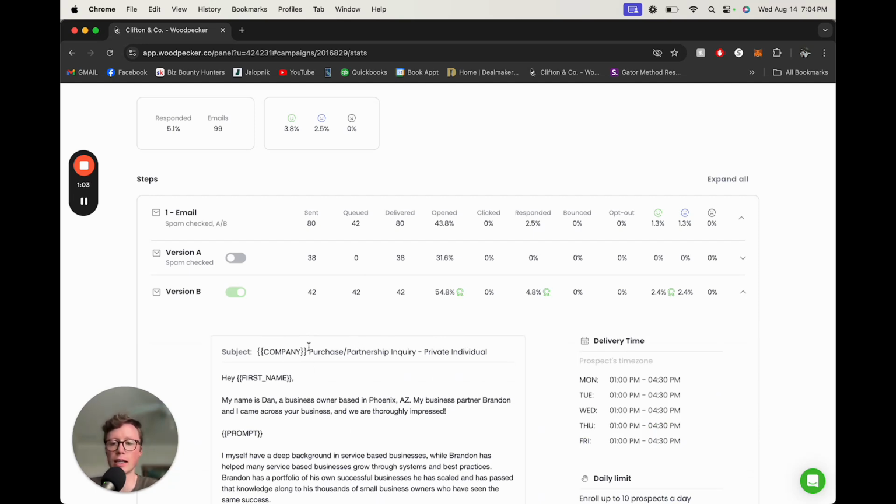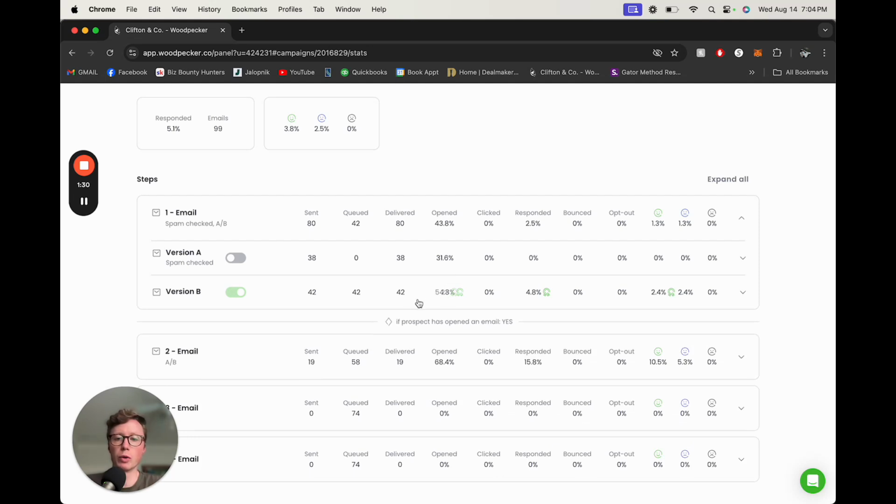So this I like to generally use just because you have their company name, you're offering an acquisition or a partnership, so it's not as off-putting as a straight partnership, or vice versa for a purchase. And then private individual, wanting to convey that I'm a human, I'm not some private equity firm, some bigwig or anything like that. And that usually gets good results. So we had 23 opened with 42 delivered.